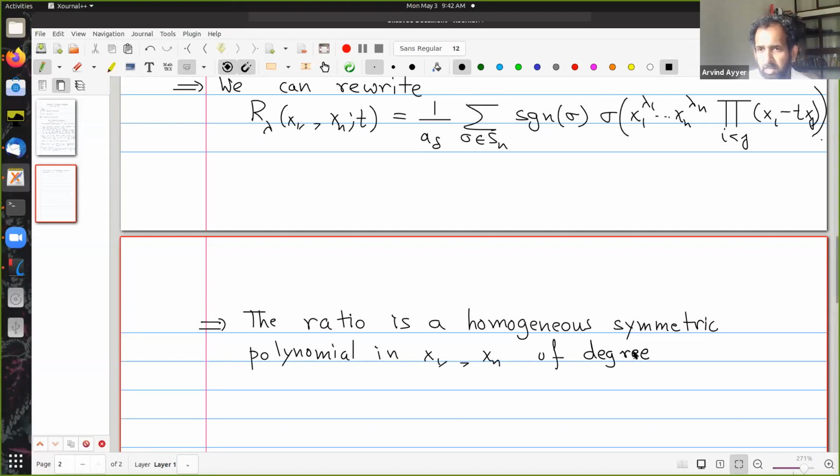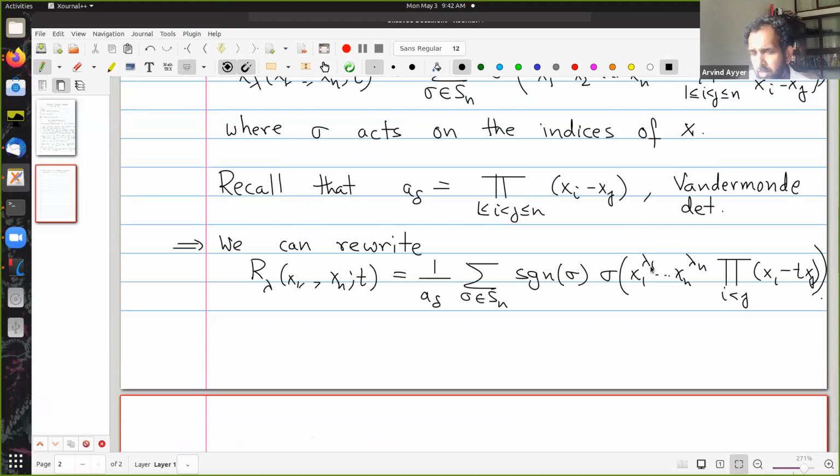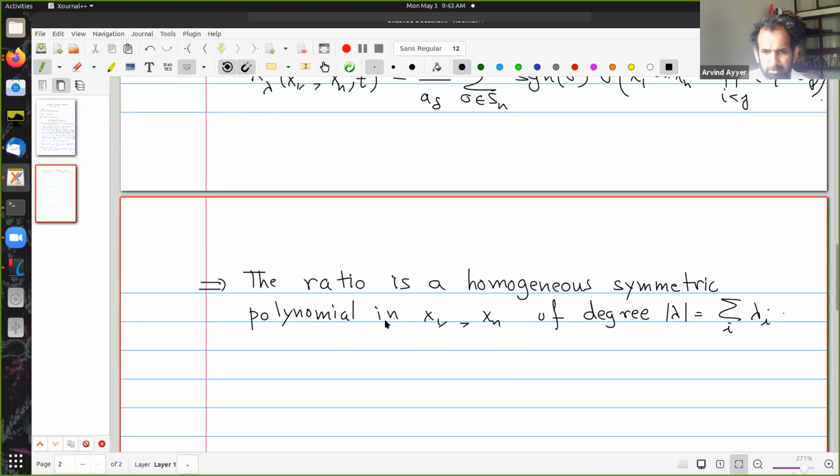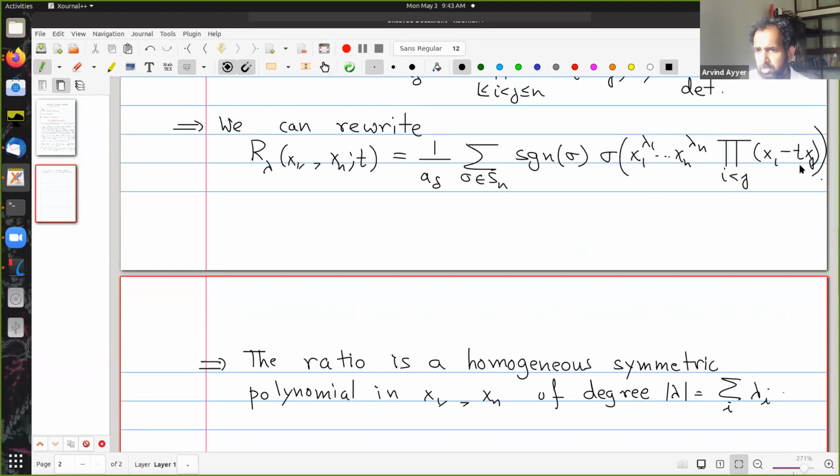Well, what's the degree? I'll have the size of lambda, which is lambda 1 plus up to lambda n, plus I have this n choose 2 many terms over here, and I have n choose 2 over here, so I'll have degree exactly the size of lambda, which is of course the sum of the lambda i, with coefficients which are polynomials.